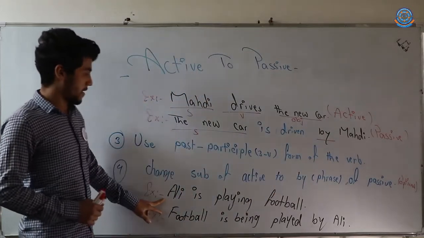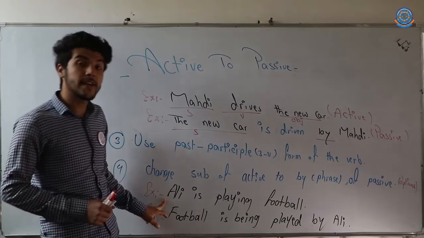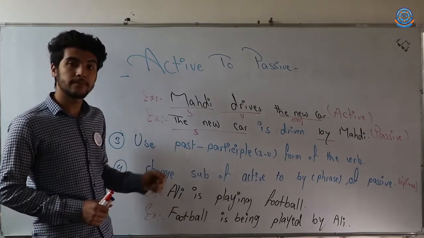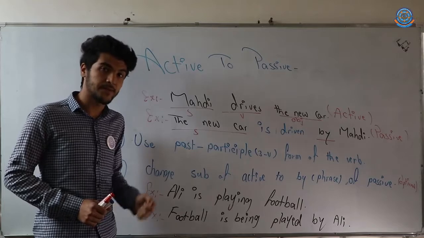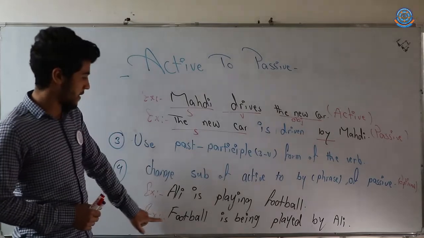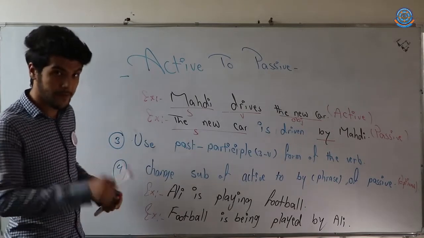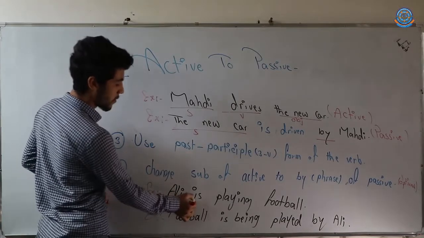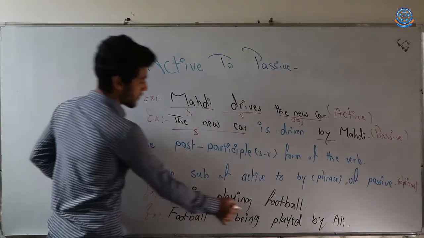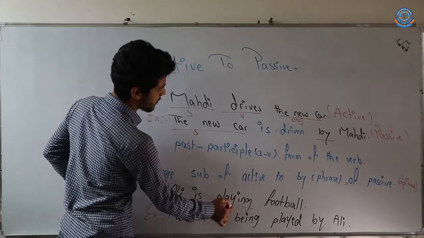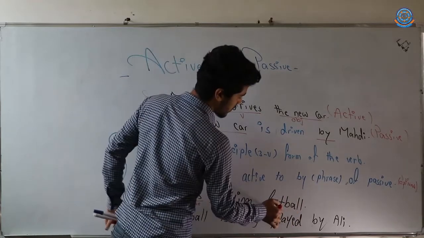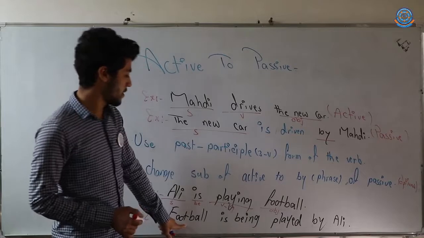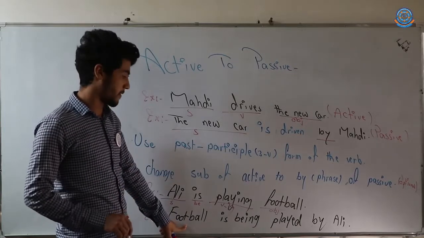I've got an example here about progressive tenses. Ali is playing football. Which tense is it? Present progressive tense, or present continuous tense. Now if I change that, first we analyze our sentence. Ali here is the subject. What is is? It is be. What is playing? Verb plus ing. And what is football? It is the object. Same rules: the object is changed to the subject of the passive voice.